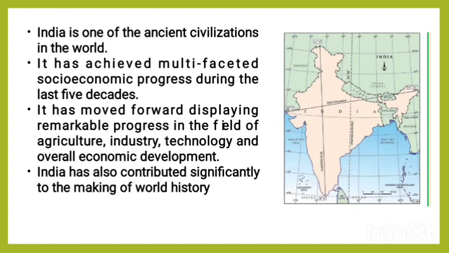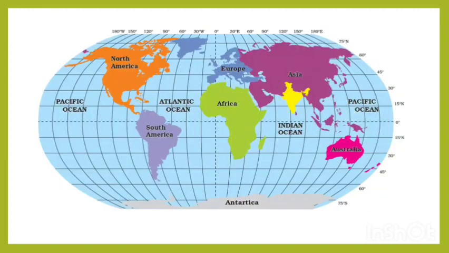Okay, now we will discuss India's size and location. This is your world map, and we know the equator divides our world into two equal parts. The northern part of the equator is called the northern hemisphere and the southern part of the equator is called the southern hemisphere, right? If you see this map, India lies completely in the northern hemisphere.